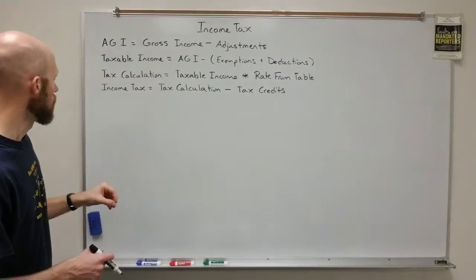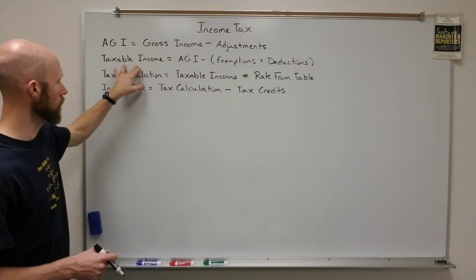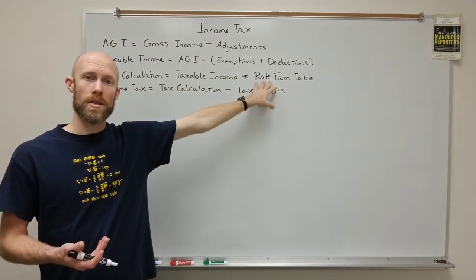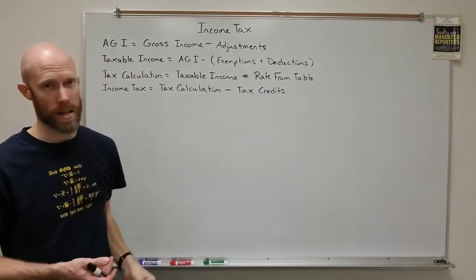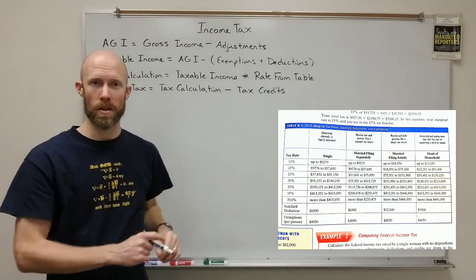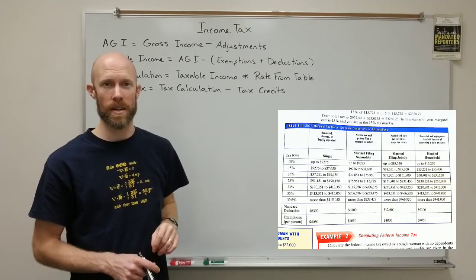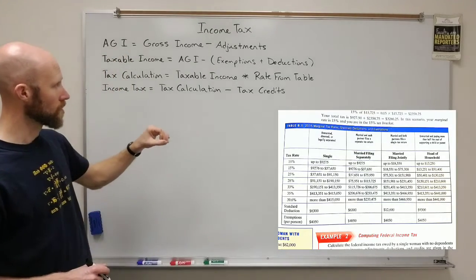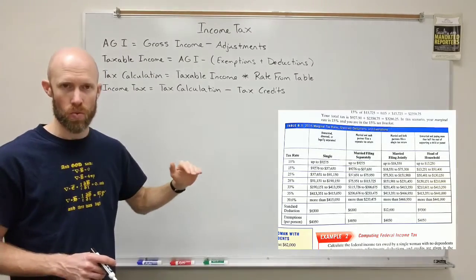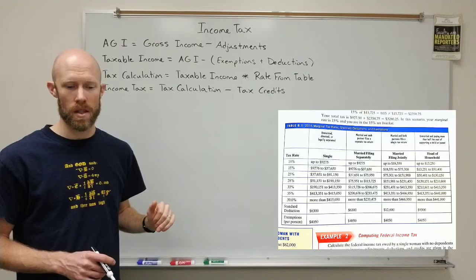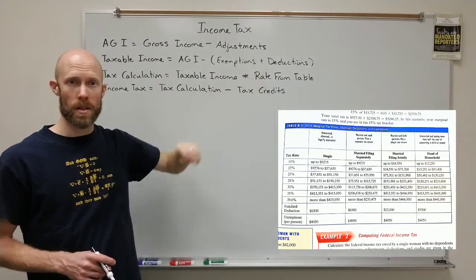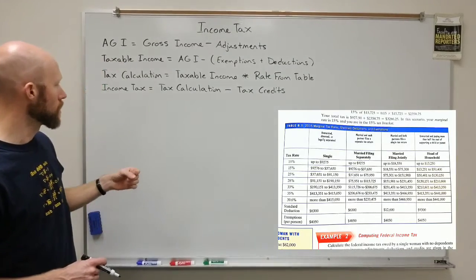Now from that amount, your taxable income, you apply a tax rate, and the rate is actually based upon the value of the taxable income from a table. So the table should be appearing over here on the screen. The details of the table we'll talk about, but essentially each row lists the percentage that's applied right here, the percentage that you multiply by.